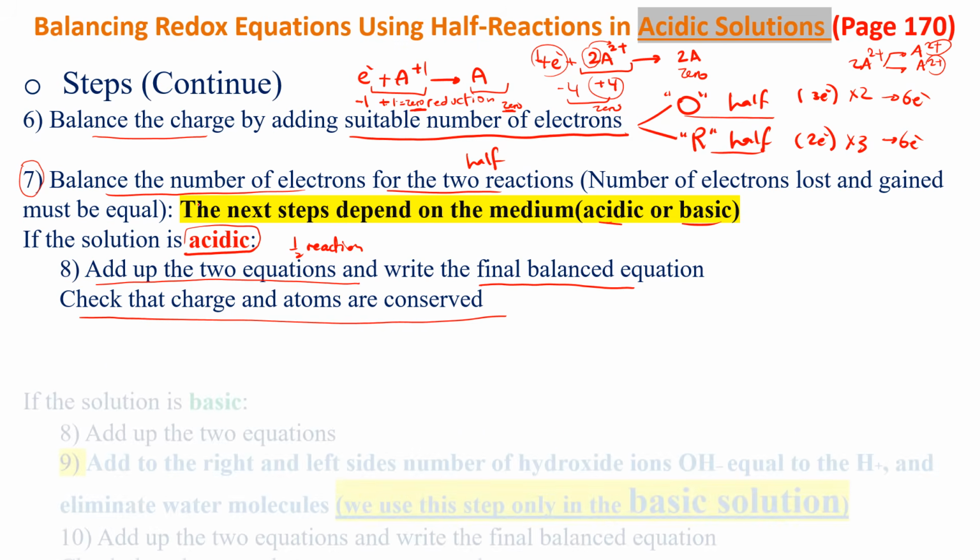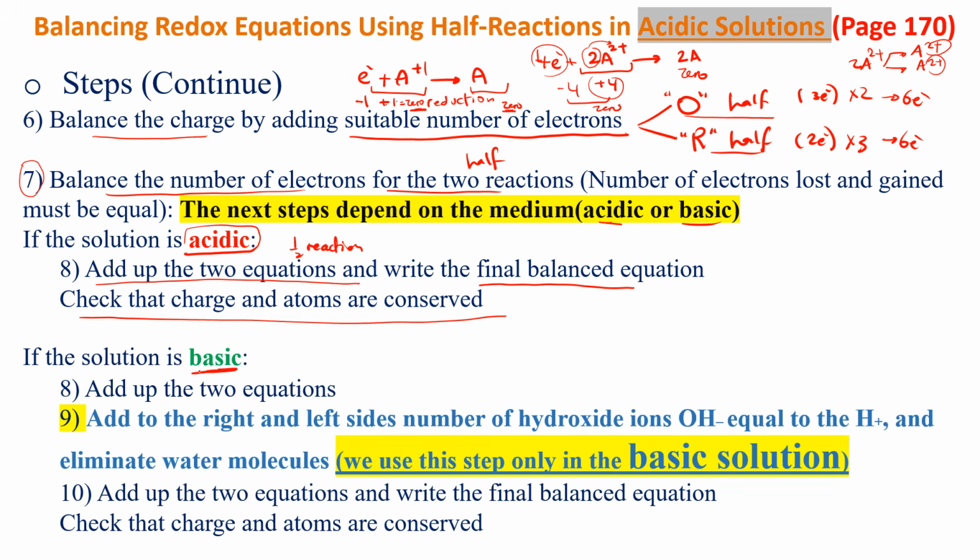Now if the solution is basic, you will add up the two equations like step 8, but there is an extra step. Okay, you will add to the right and the left sides a number of hydroxide ions, OH minus, equal to the H plus, and eliminate water molecules. What does that mean?